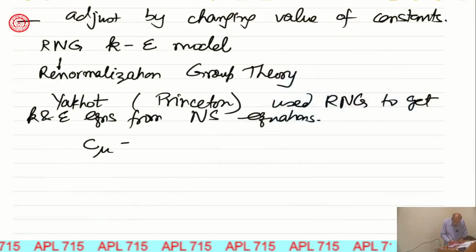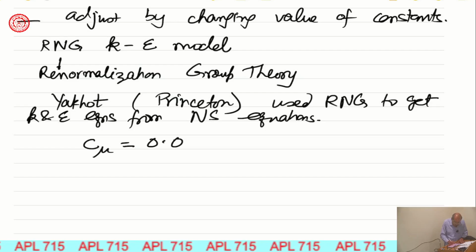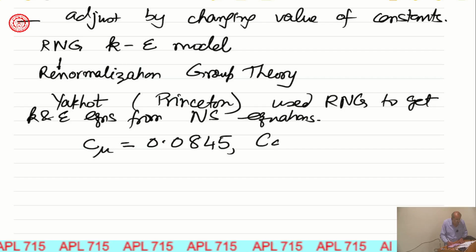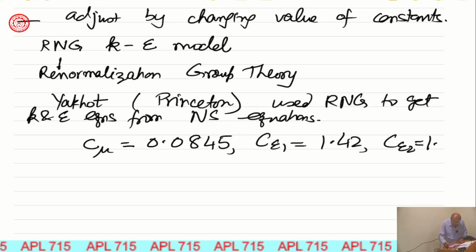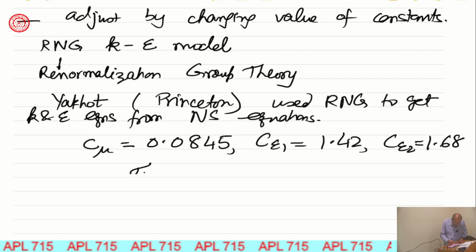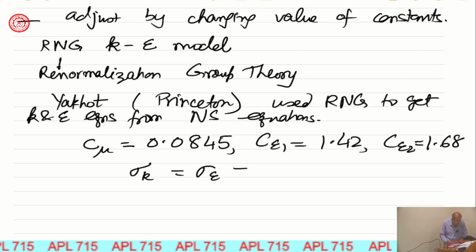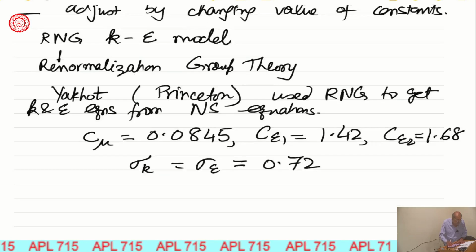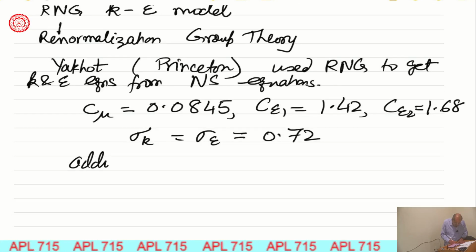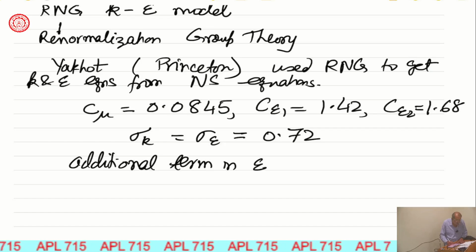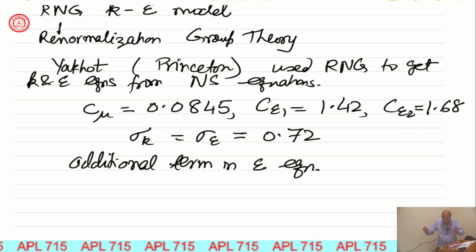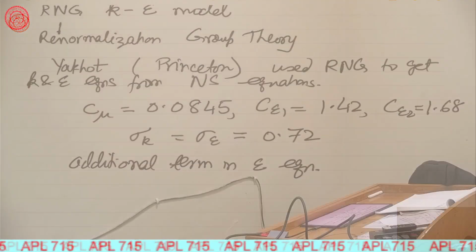I don't understand this, I'll be honest about it. But when he did this and he worked it out, he got slightly different constants. C mu was 0.0845, C epsilon 1 was 1.42, C epsilon 2 was 1.68, sigma K and sigma epsilon were 0.72, and there is an additional term in the epsilon equation. So this is the difference between the RNG K epsilon and the K epsilon model.